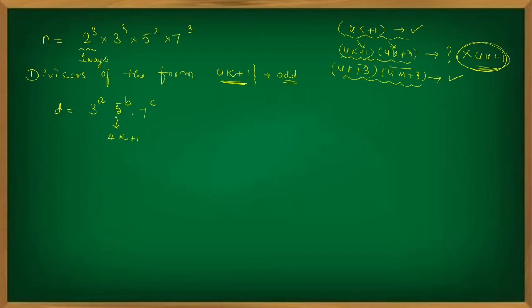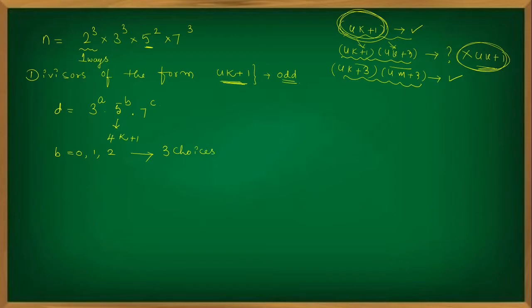Okay, any number of 5s you can take: 1 five, 2 fives, or 0 fives. We have two available 5s. So for b, how many choices do we have? You know how many choices we have for b. So b can be 0, or b can be 1, or b can be 2. Any number of 5s you can take, because of 4k plus 1 divisors. However many you multiply, you will still get 4k plus 1. So therefore you have three choices for b.